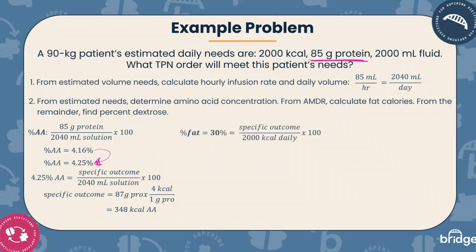To find the amount of fat calories, we're going to use the AMDR, the acceptable macronutrient distribution ranges. And for fat, that's about 30% of total calorie needs, and this patient is taking in 2,000 calories every single day. So 30% of 2,000 calories is 600 calories from fat.